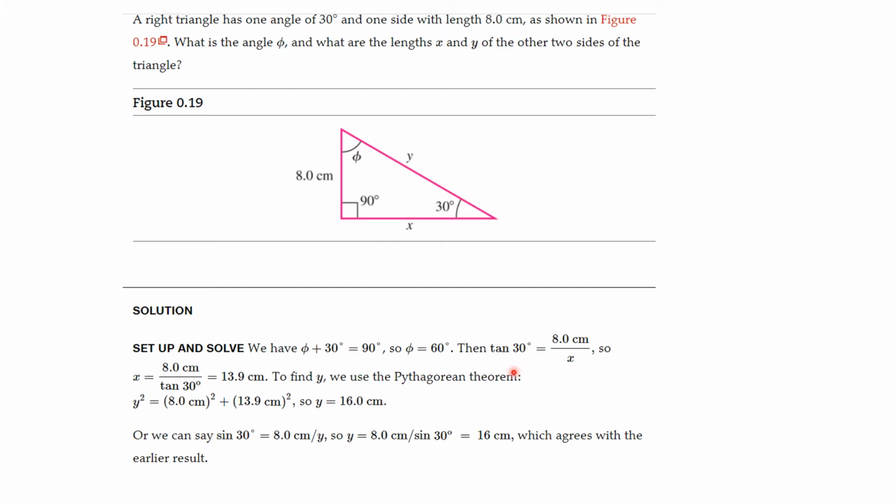Well, we know that the tangent of 30, the opposite over the adjacent, is 8 over x. So I punch this into my calculator and figure out what the tangent of 30 is, and then I can solve this equation for x, and I get that x is equal to 13.9. Then to find out what y is, I can use the Pythagorean theorem. Y squared is equal to the sum of those squares, and I take the square root, so y is 16 centimeters. Those are ways that you could solve a problem like this, and we're going to use these to solve some vector problems in a bit.